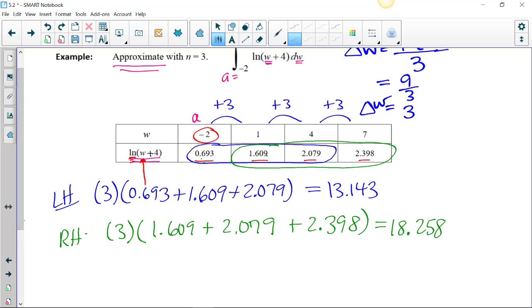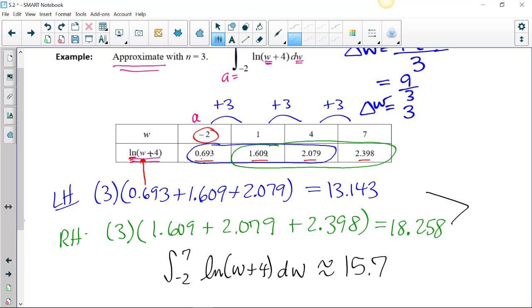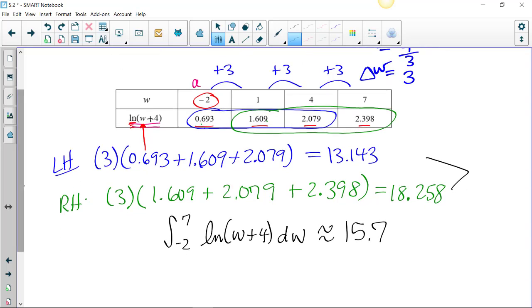Okay, so here's what we're saying then. We're saying that this integral from -2 to 7 of the natural log of w plus 4 is approximately whatever the average of those two is. So we'd add them together and average, approximately 15.7. Okay, this is where I used the computer program to do the crunching. That exact value is actually 15.